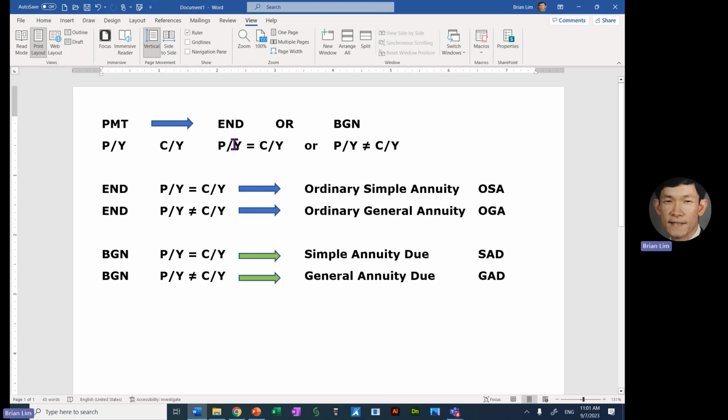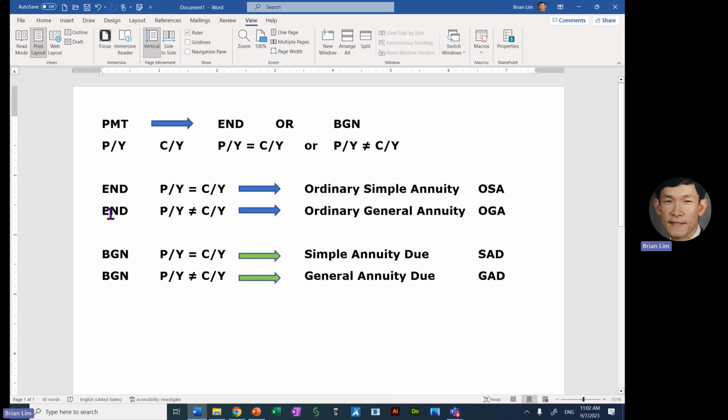So now these values, PY and CY, they're still compounding. They can be equal or they can not be equal. Now you can make a payment, say, at the end of a month, or you could make a payment at the beginning of a month. Those are monthly payments, but they differ by when the payment is made, one at the end, one at the beginning. Now, if the payment is made at the end, and the payment frequency is the same as the compounding frequency, we have an ordinary simple annuity.